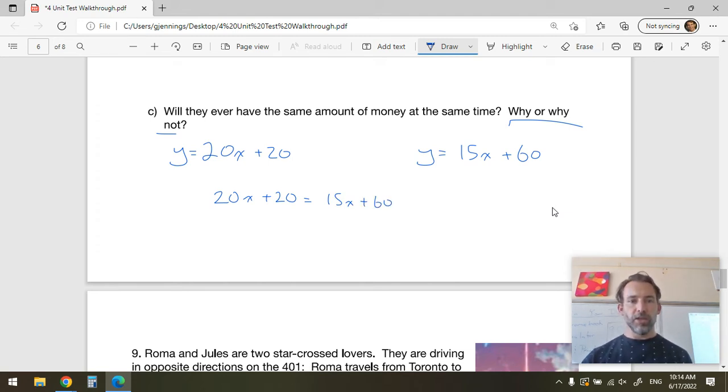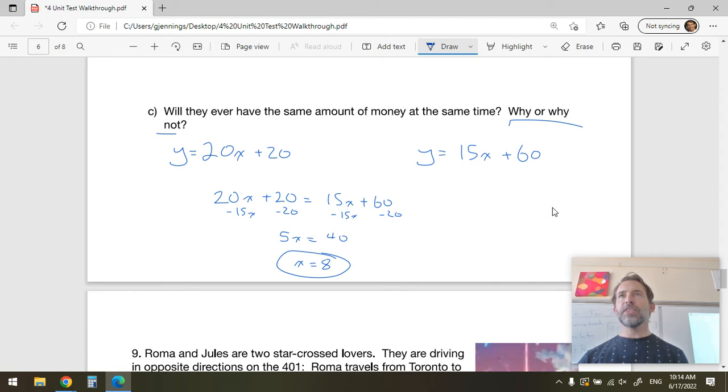Yes, it will. Move all the numbers to one side, subtract 20 from both sides. Move all the x's to the other side, subtract 15x from both sides. Then you will get this equation: 20x minus 15x is 5x, equals 60 minus 20 is 40. Divide both sides by 5, x is equal to 8.